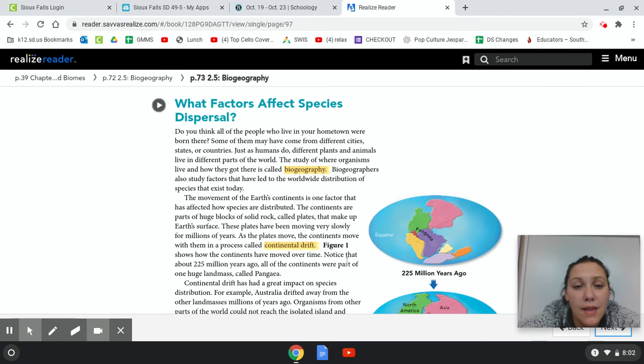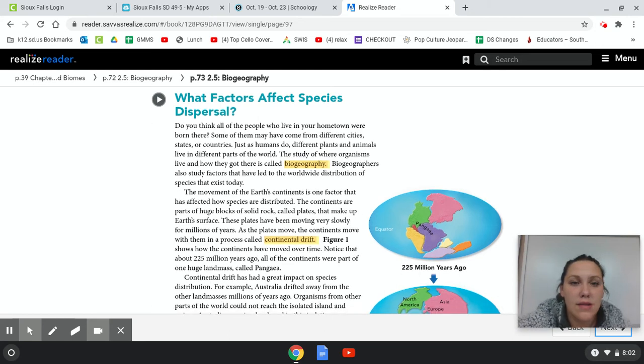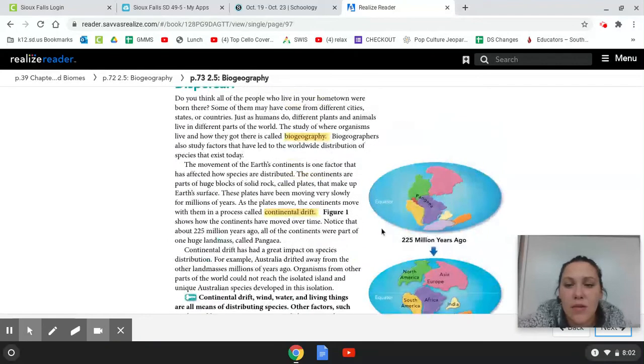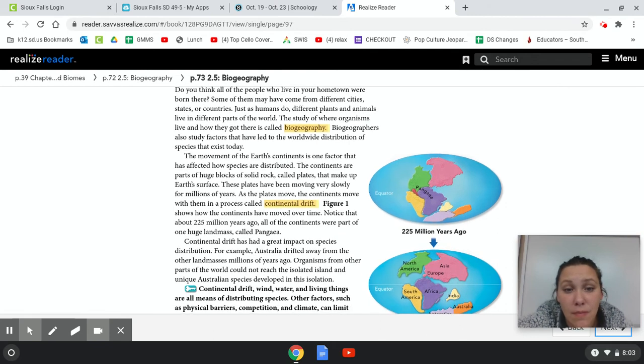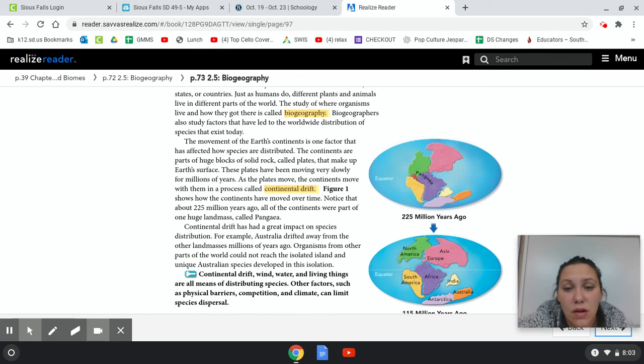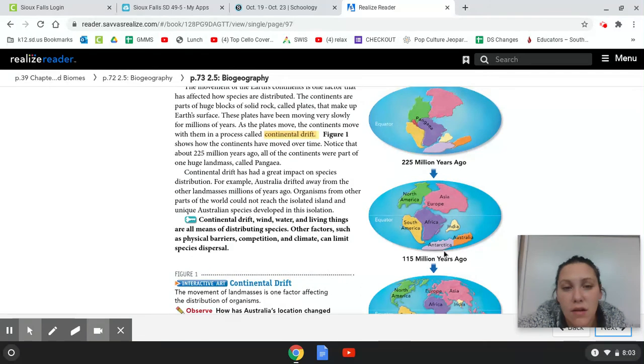One of the big things way back in time was continental drift. And I think you learned about that in sixth grade earth science. But at one point, like in the picture on page 73 in your book, it shows that all of our continents were once together. Animals roamed freely to and fro in these little areas. And then over time, lots and lots of time, all the continents started to drift apart, called continental drift. And you can see that in here. So, continental drift has a huge impact on species distribution.